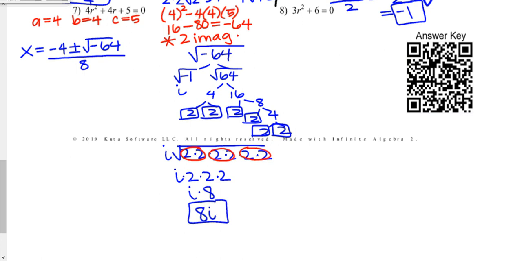Alright, so now that I have that simplified, I'm going to bring it back up to the top. Negative 4 plus or minus, we figured that was 8I all over 8. And if you notice, all 3 of these can be divided by 2. They can actually be divided by 4, so I'm going to do that. Divide all these by 4, and I get 1, 2, and 2. So my answer is negative 1 plus or minus 2I all over 2.